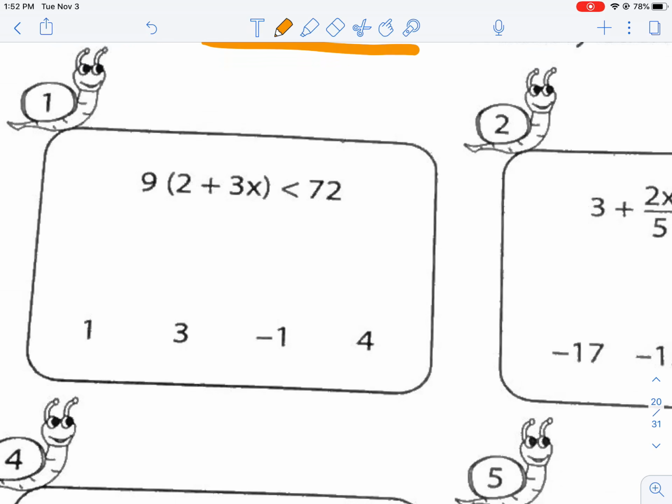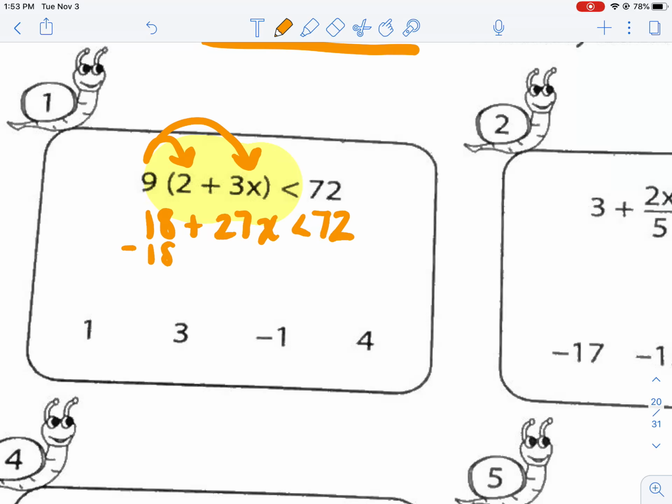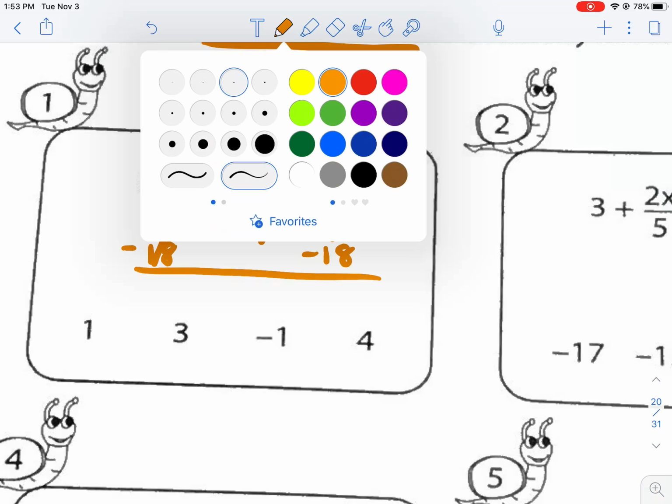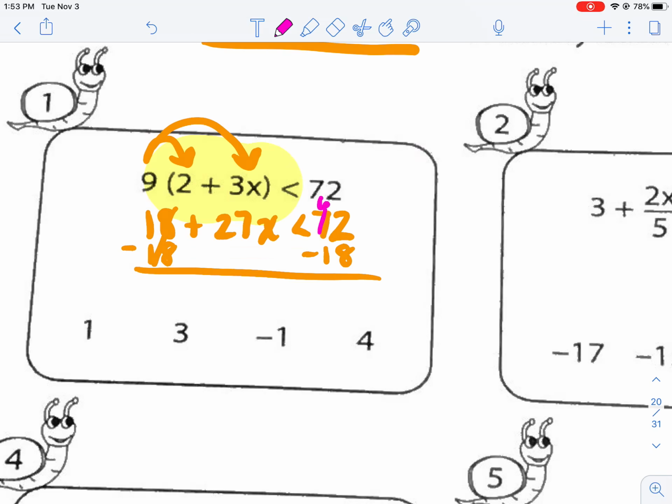So first, I see we have parentheses here to start. Okay, so we're going to distribute, one of our best friends, distributive property. 9 times 2 is 18, plus 9 times 3 is 27x is less than 72. Now to get x by itself, I'm going to take away 18 on both sides. Okay, you might want to grab your calculator for that one. But you can also do it out by hand, like I'm just checking my work, is 54. So 27x is less than 54.